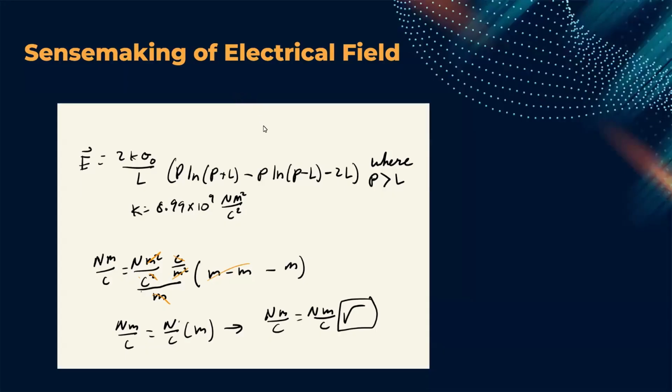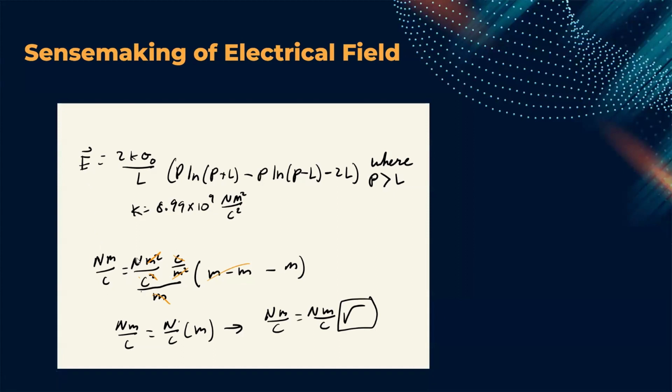Making sense of the electric field. Bringing over our electric field equation that we got previously, we have K, a constant, in this equation. K is equal to 8.99 times 10 to the 9th newton meters squared over coulomb squared. Plugging all these units into the equation, we see that we have electric field, which is newton meters per coulomb.